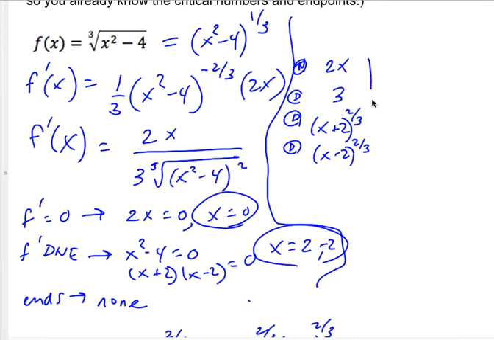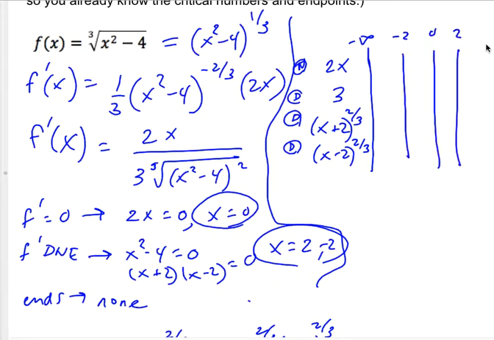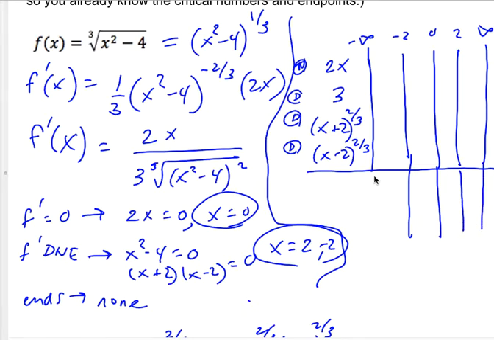The numbers that have to show up on my sign chart are negative infinity, because there was no endpoint, negative 2, 0, 2, and infinity. And I'm tight on space, but I don't need anything to go after infinity. And all of these together are going to be my f prime, and then I want to know what f is doing. So 2x is pretty straightforward. It's 0 at 0, and it's a line with a positive slope. So it's negative before it hits 0 and positive after.